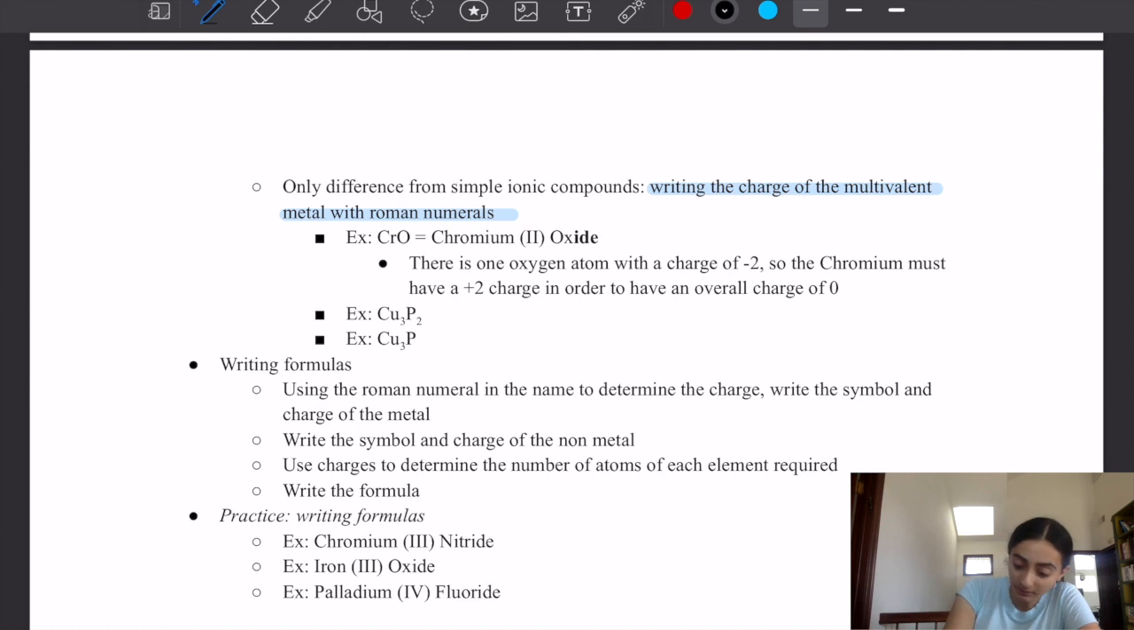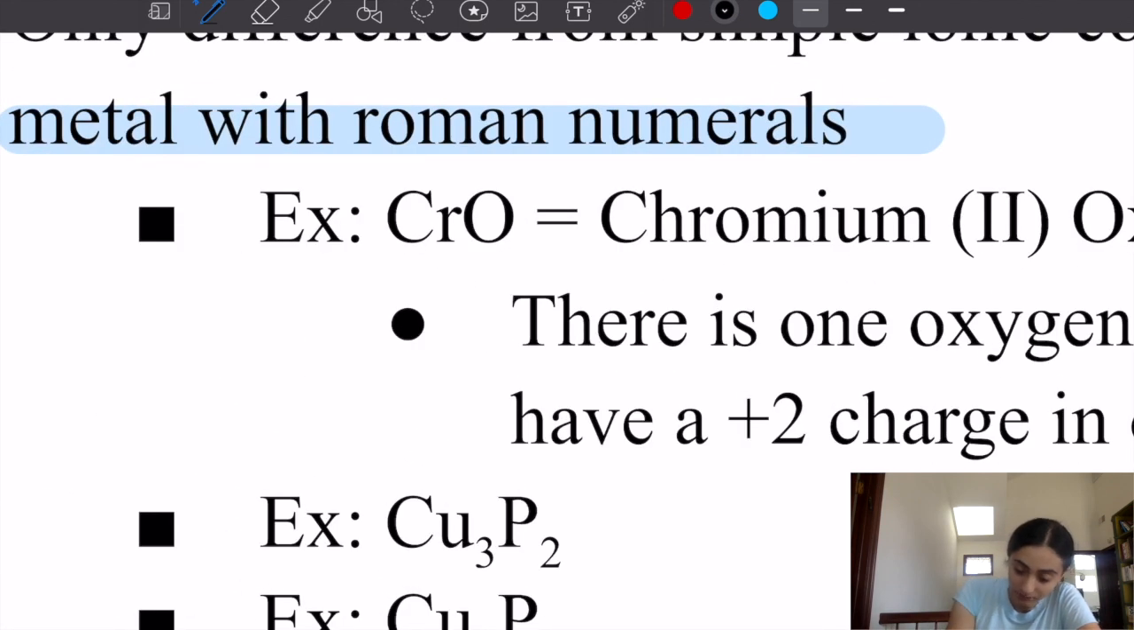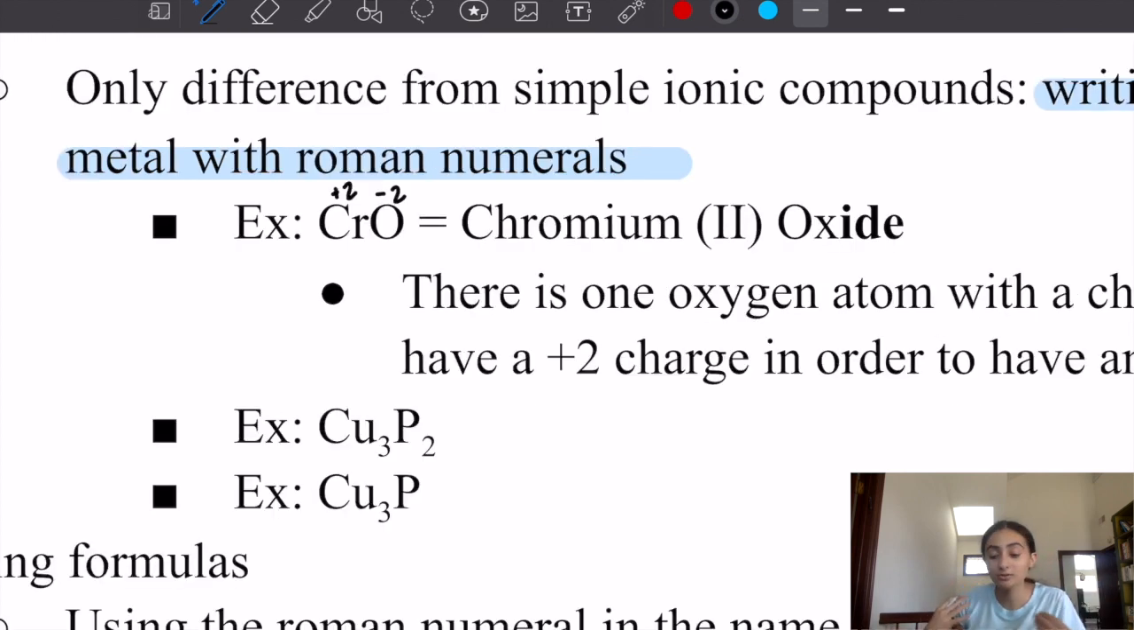So I'm going to zoom in. I know we have -2 here, and I know we need +2 to balance it out. So I know that we're using chromium 2. So I know immediately the charge of the nonmetal, and I don't immediately know the charge of the multivalent metal. So I use the charge of the nonmetal to get me to the charge of the multivalent metal.